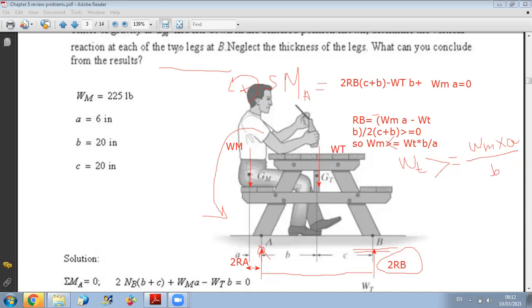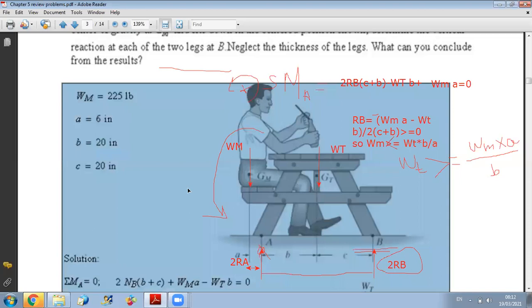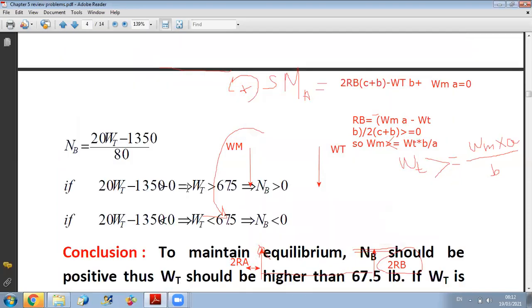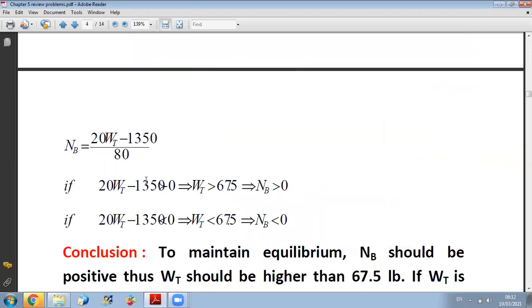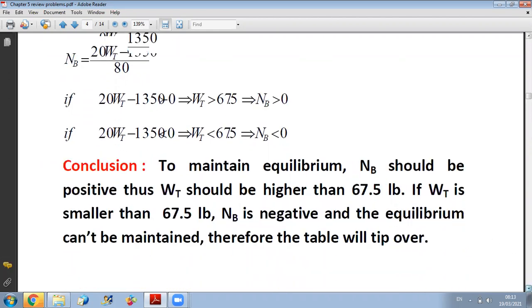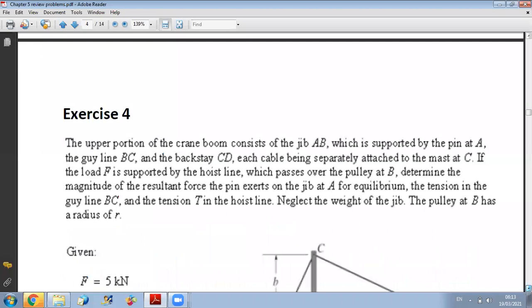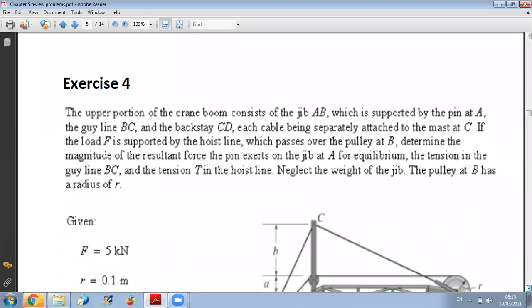Okay, so here we found out that by replacing W man by its value, to have RB positive, we should have WT higher than 67.5. Okay? Any question on this problem? Okay. Another problem.